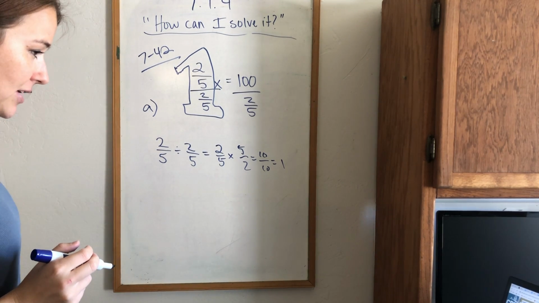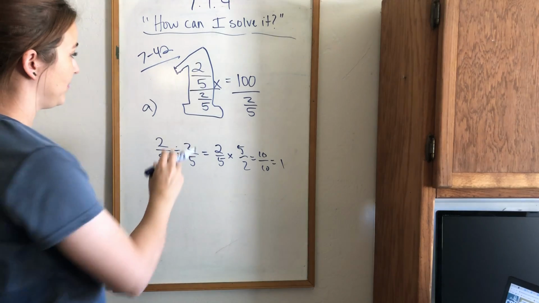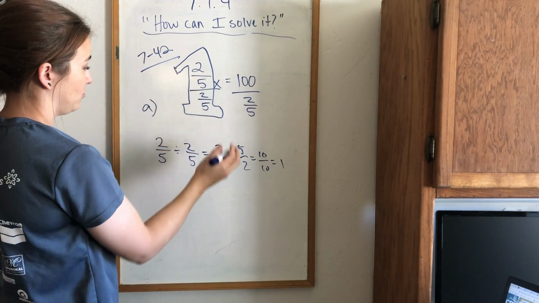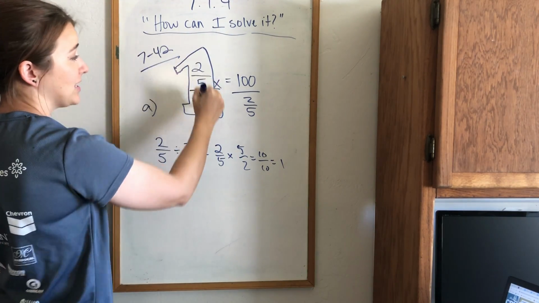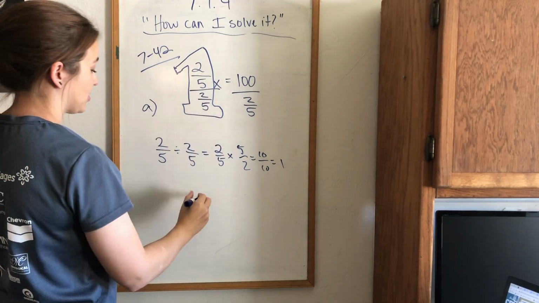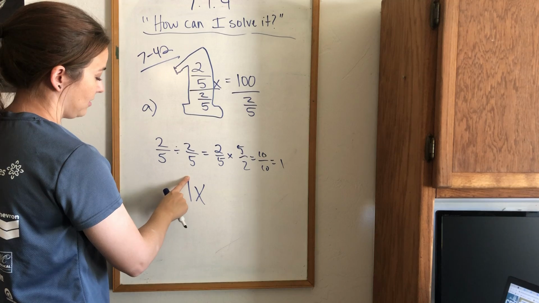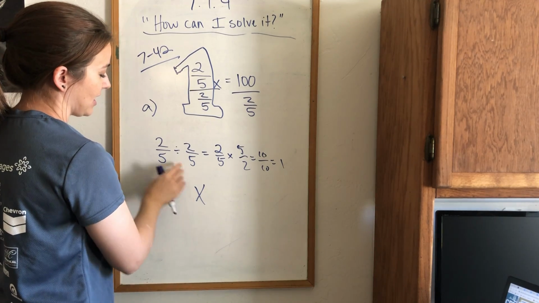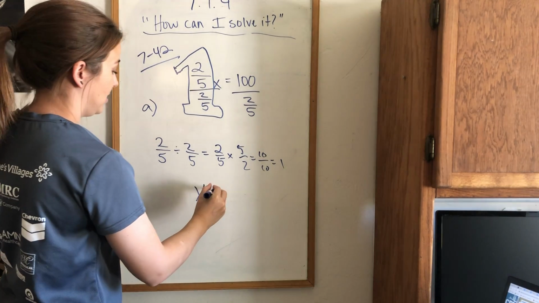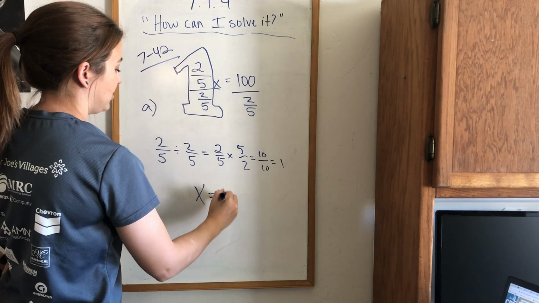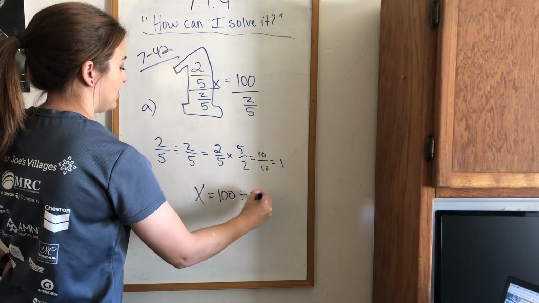And help rewrite the left side of the equation. So the left side of the equation would just, if this whole thing is 1, then x is just going to be there, it's like 1x. But you're not going to see anything say 1x. You're just going to see the x, and that means 1x. 1x equals 100 divided by 2/5.